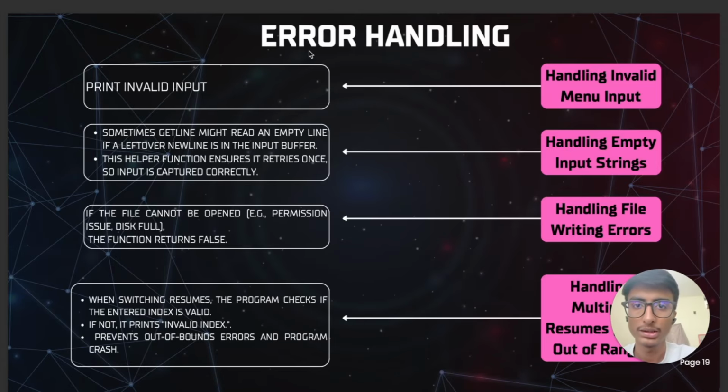In any software project, handling errors gracefully is just as important as implementing features. My resume builder project includes several layers of error handling to prevent crashes and ensure a smooth user experience. Here are a few examples we can talk about. First one is handling invalid menu input. If we input an invalid value, then it will print invalid input and ask us to try again to input a valid value. Next one is handling empty input strings. Sometimes getLine might read an empty line if a leftover newline is in the input buffer. So we use the helper function.